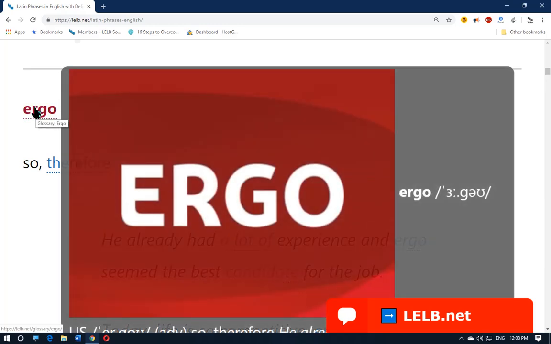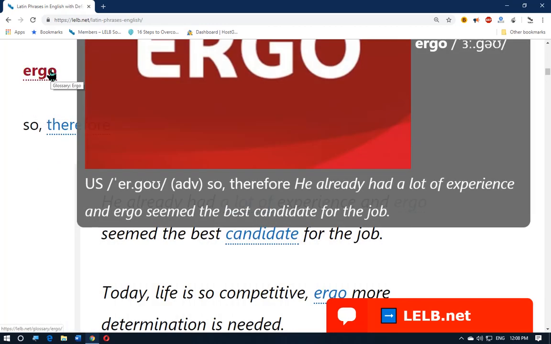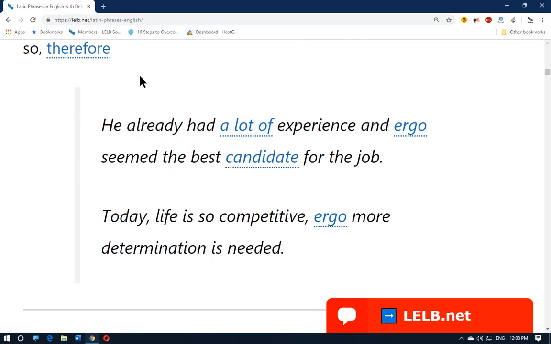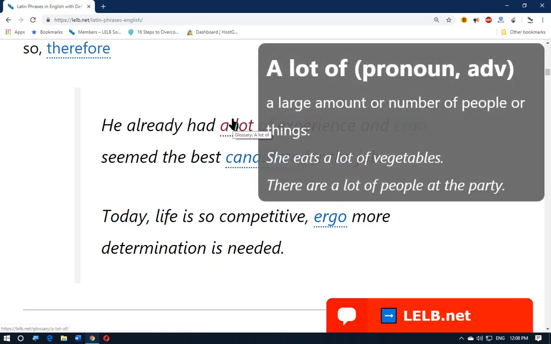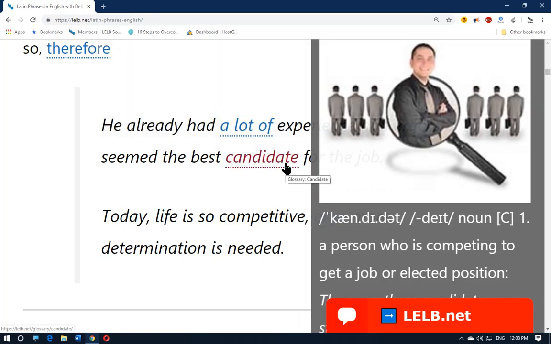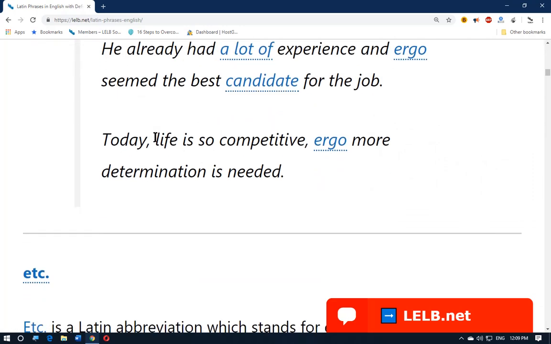Ergo. Ergo means therefore, so, in order to come to a conclusion. He already had a lot of experience, and ergo, therefore, seemed the best candidate for the job. Candidate, a person who is competing to get a job or elected position. Today, life is so competitive, ergo, more determination is needed or required.